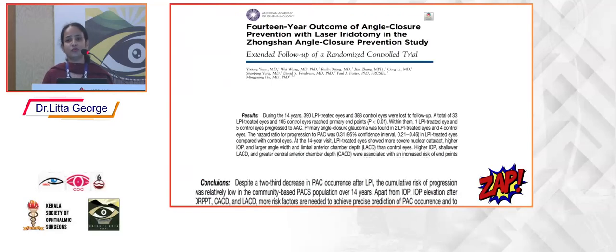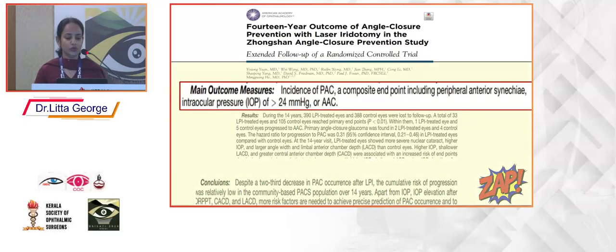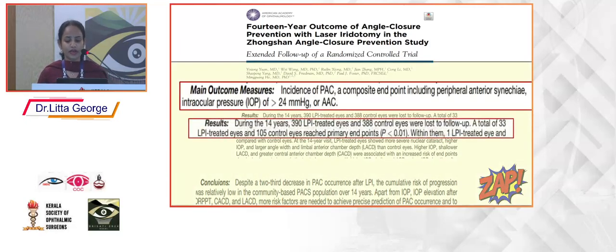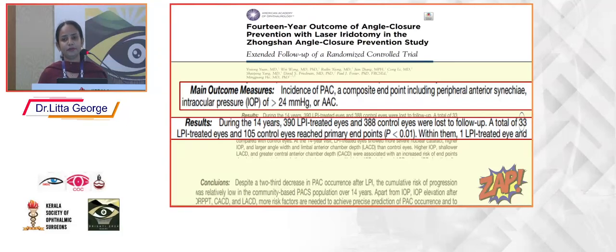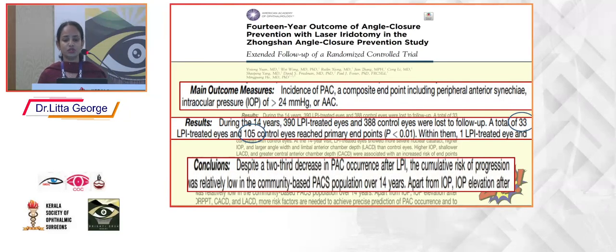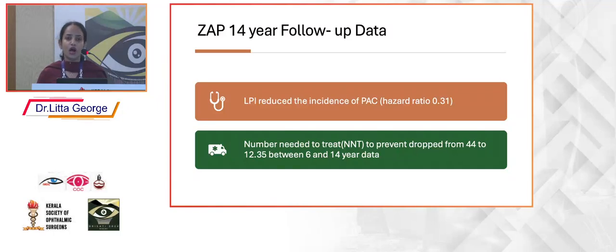The 14-year outcome of the ZAP trial was published in 2022, where again the outcomes measured were the same, and they found that a total of 33 LPI treated eyes and 105 control eyes reached the primary endpoint. And the conclusion was, despite a two-thirds decrease in PAC occurrence after LPI, the cumulative risk of progression was relatively low in a community-based PACS population over 14 years. One important point to be noted is that while the study was extended from 6 to 14 years, the number needed to treat to prevent an endpoint dropped from 44 to 12.35, highlighting that over the long term LPI was found to be more beneficial.